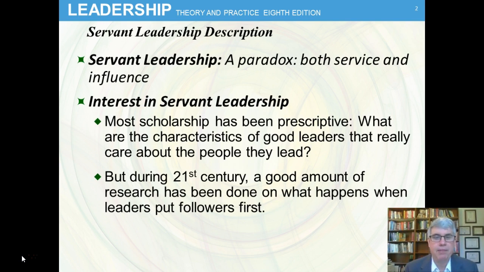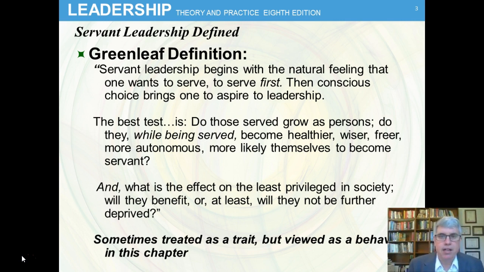Now, this whole concept of servant leadership is a paradox. It's the idea that the leader is going to serve other people, but at the same time, the leader is going to influence other people. And a lot of times we don't put those two ideas together. And a lot of the scholarship and the research that's been done on servant leadership are just people's ideas on what it means to be a really good leader that cares for the people that they lead. But during this century, there has been a good amount of research that's been done on what happens when leaders put followers first, and what those effects are. So let's talk about servant leadership.